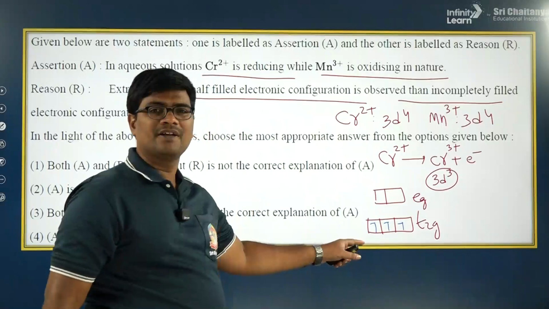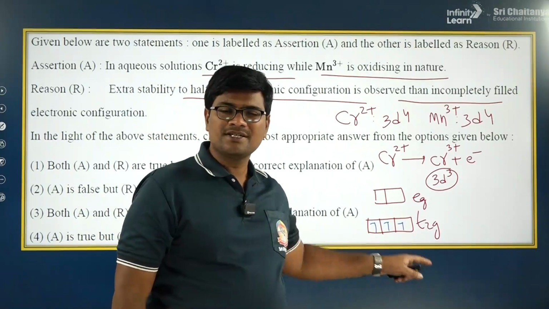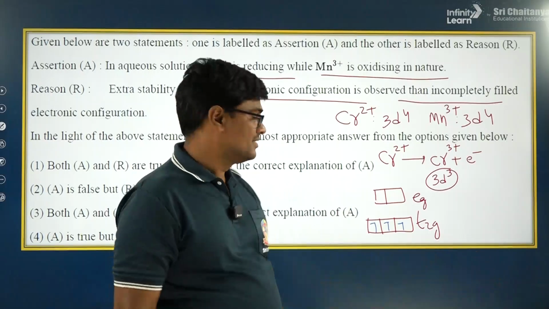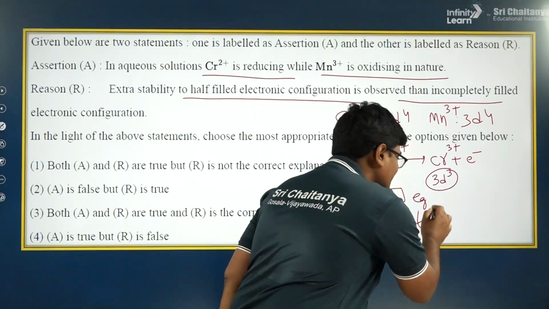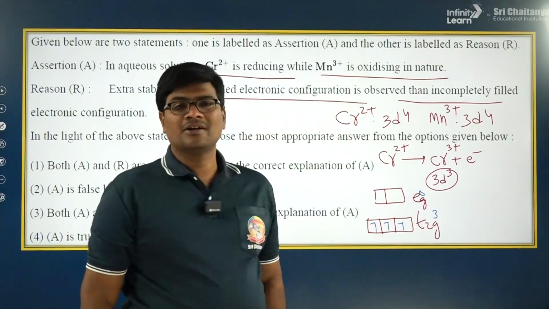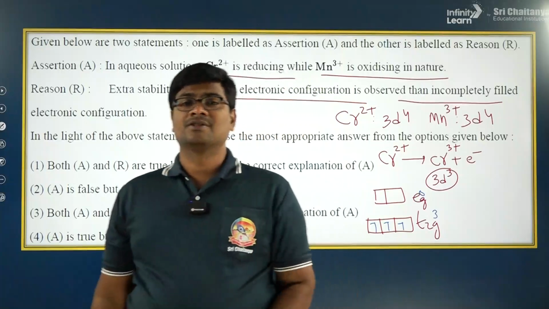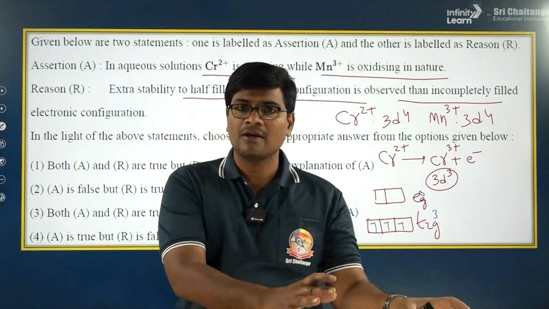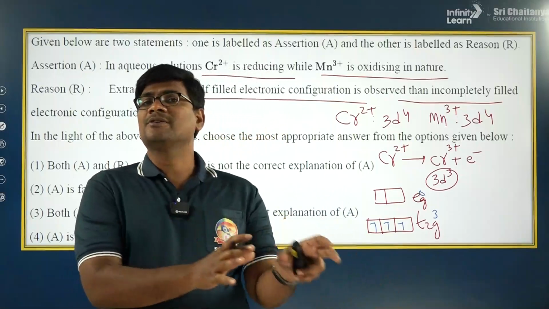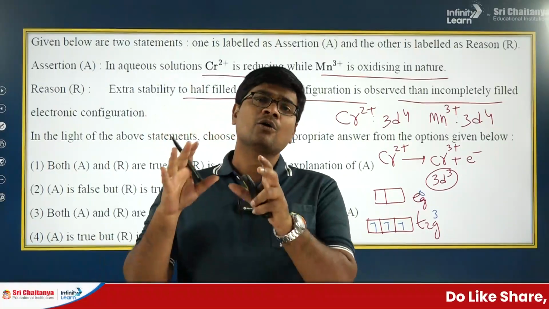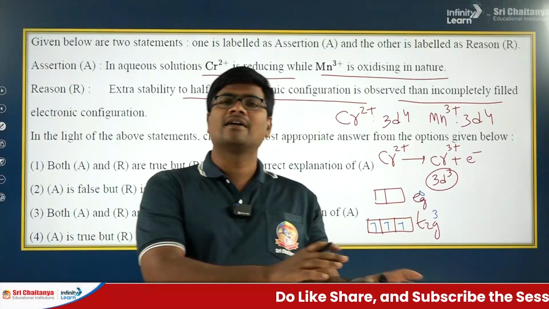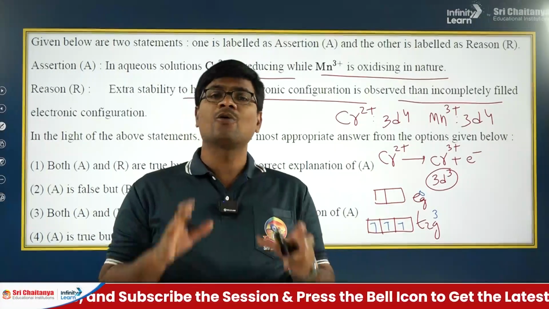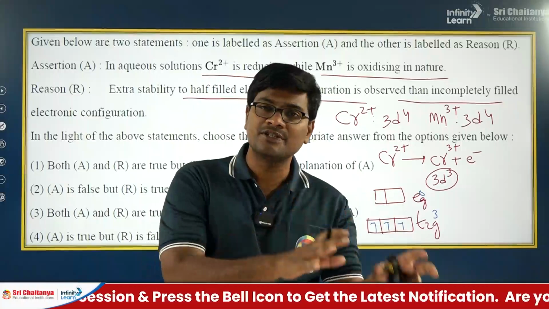So, half-filled configuration in the T2g set is a more stable configuration. This is T2g3 and Eg0. That means in aqueous solution, chromium 3 plus is stable as T2g3 is a stable configuration. That means chromium 2 plus loses an electron and converts into chromium 3 plus. Therefore, chromium 2 plus acts as a reducing agent.